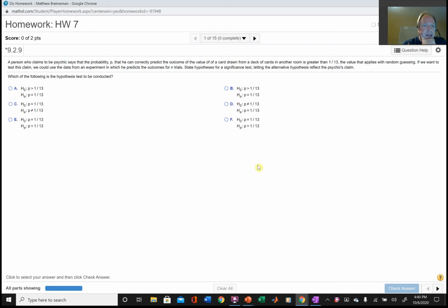Okay, so a person who claims to be a psychic says the probability P that he can correctly predict the value of a card drawn from a deck of cards in another room is 1 in 13, the value that applies with random guessing. He says it's greater than 1 over 13. So this is what he's claiming. If we want to test this claim, we could use the data from an experiment in which we do n card draws, and run a hypothesis test.